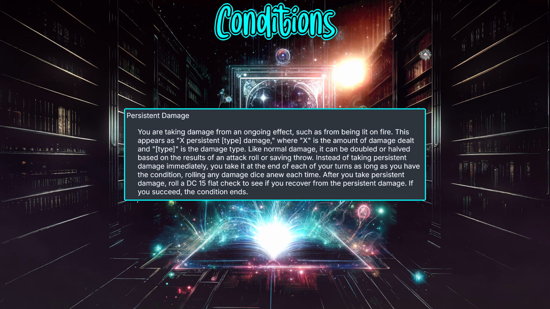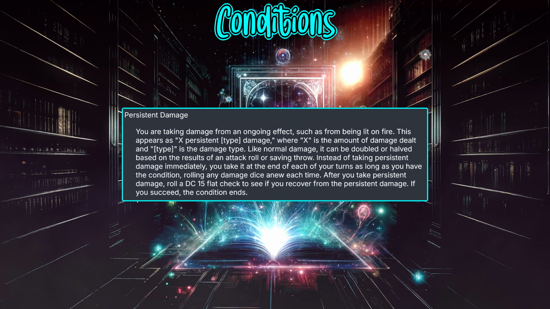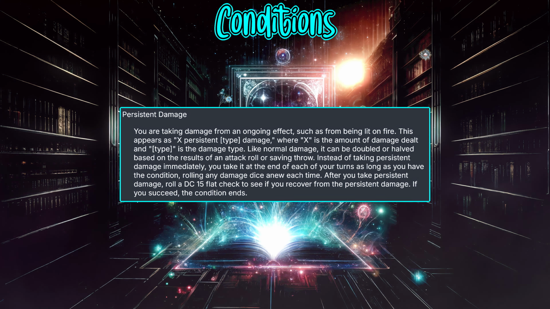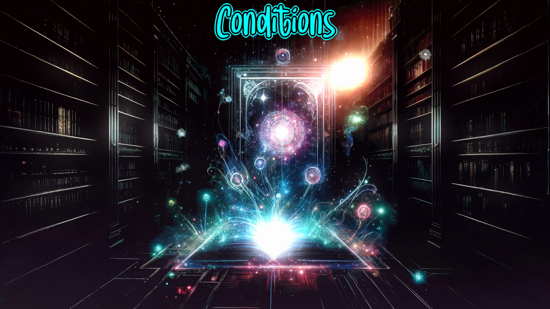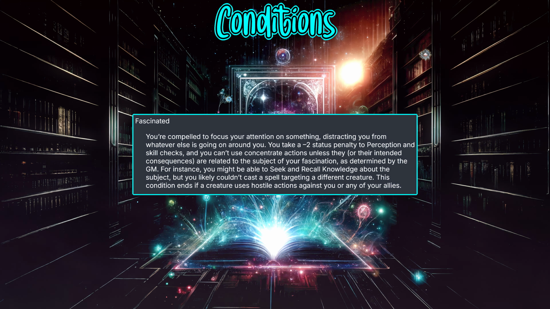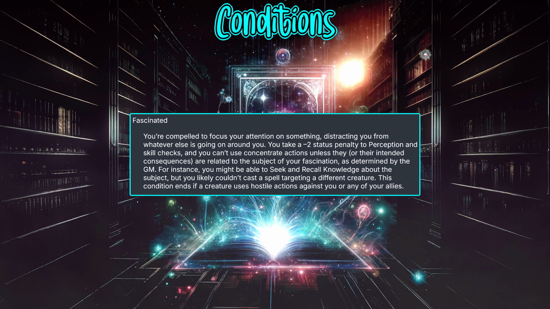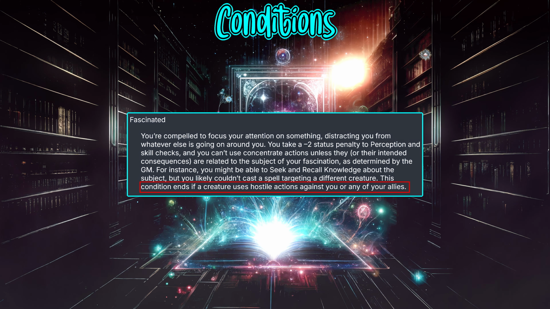Persistent Damage, much more powerful than it looks. They have to make that DC 15 flat check to get out of the damage, or it's just going to keep ticking over, and if they keep failing, which they have a good chance of doing, it's just going to keep giving them damage. This stuff can really add up, especially in a longer fight. I personally say that Fascinated is kind of rubbish, and I honestly wouldn't ever bother with it. That's because the condition ends as soon as someone uses a hostile action against that creature or its ally, so basically it just goes almost immediately.